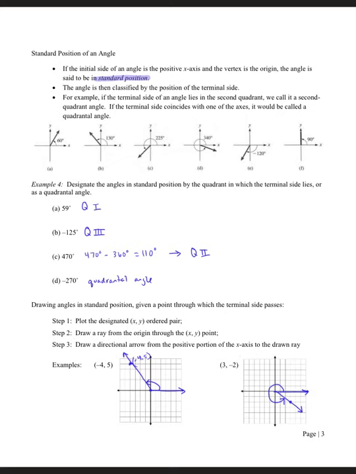Okay, in the next one, we plot the point 3, negative 2. So we go to the right 3, down 2, draw our ray, and then I drew the initial side, and then I drew the directional arrow from the positive portion to the ray.